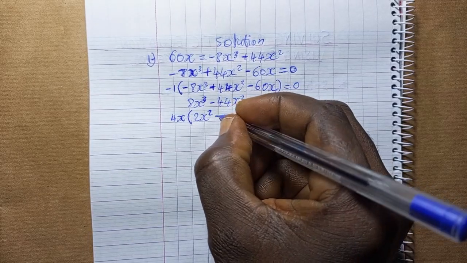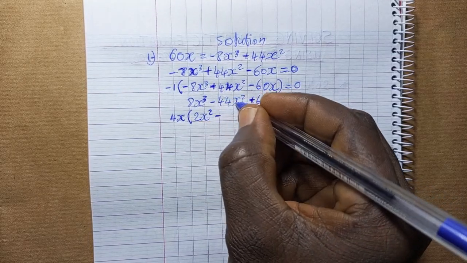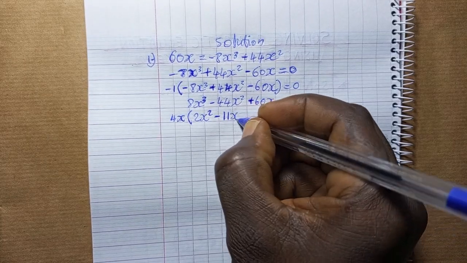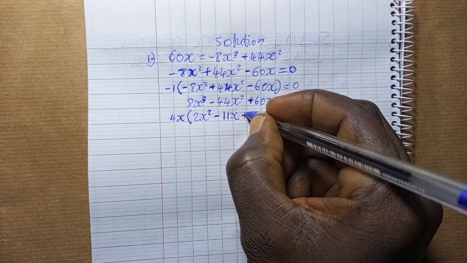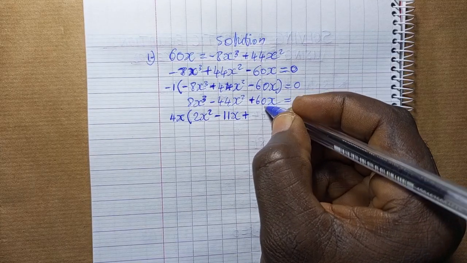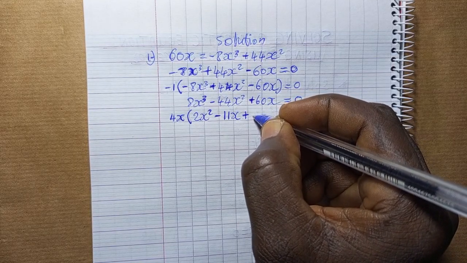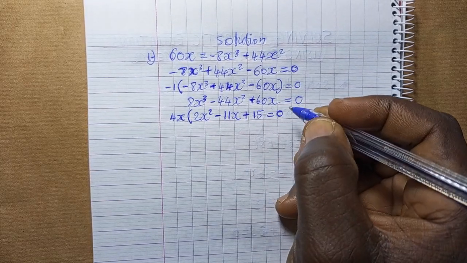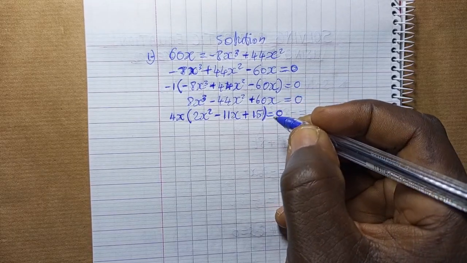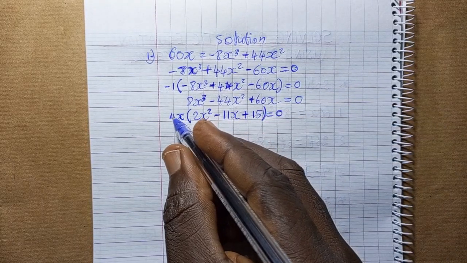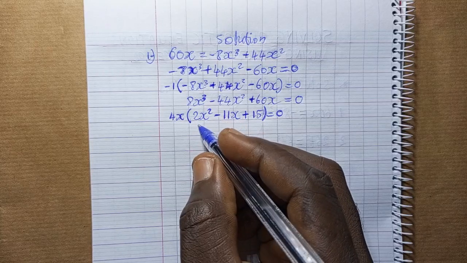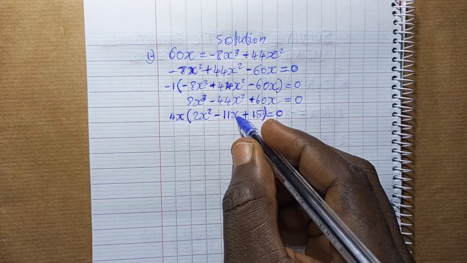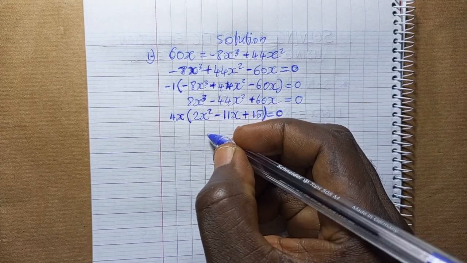Here, 44x squared divided by 4x will give us minus 11x, plus 60x divided by 4x will give us 15, which is equal to 0. This is in brackets. So 4x now is one of the factors of this equation. Then we are going to get the other factors here before we finally find the roots.